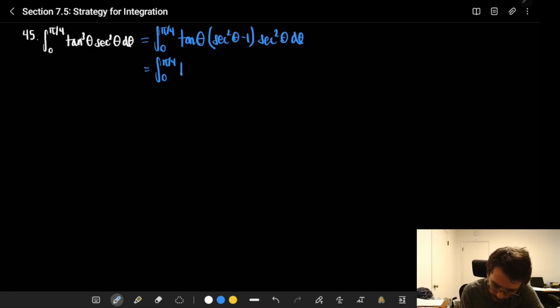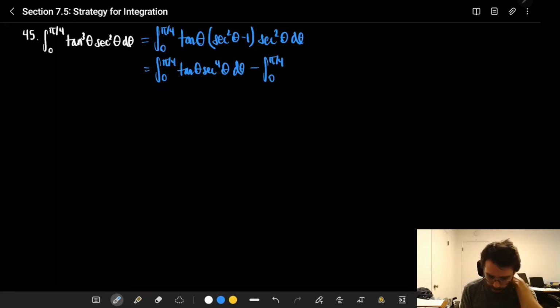Distribute, you get tan theta secant to the 4th theta d theta. And then you can just split into a second integral. The other term is minus, so I pulled the minus out. Tangent secant squared. Okay. Yeah, this looks doable. This looks really doable, actually.